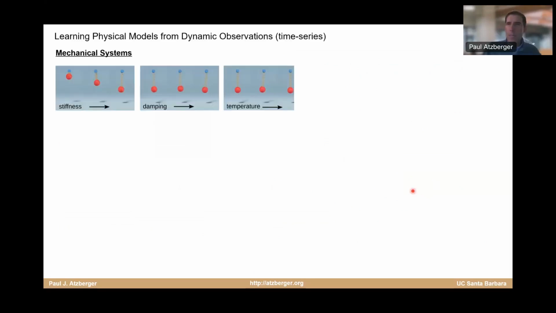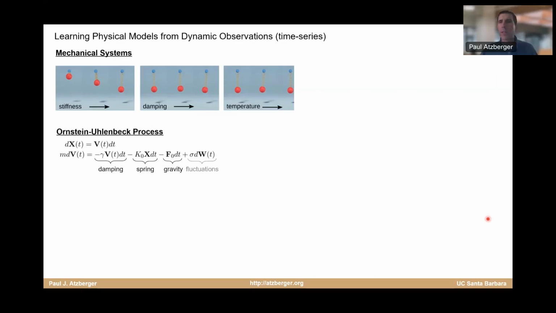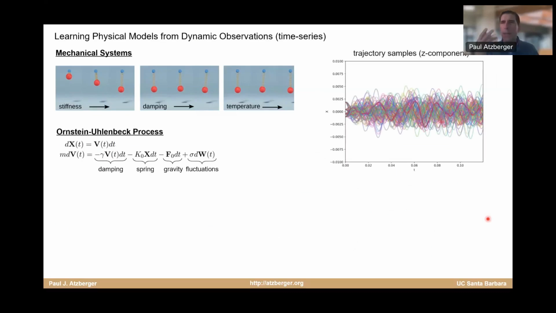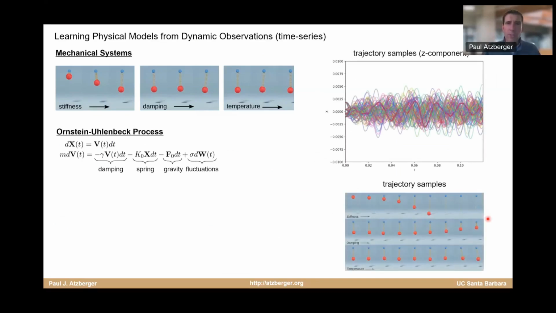So the first problem I mentioned was learning parameters of mechanical systems. And in particular, I'm going to look at the model class of Langevin dynamics. These will be inertial Ornstein-Uhlenbeck processes. So you can think about that bead spring system. And the objective here is, from observations of the trajectories, essentially to learn the stiffness, damping, and fluctuation related terms. And I'd like to do that simultaneously using this generative approach.